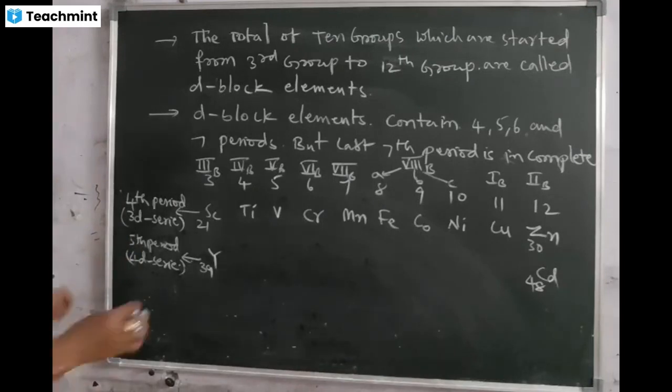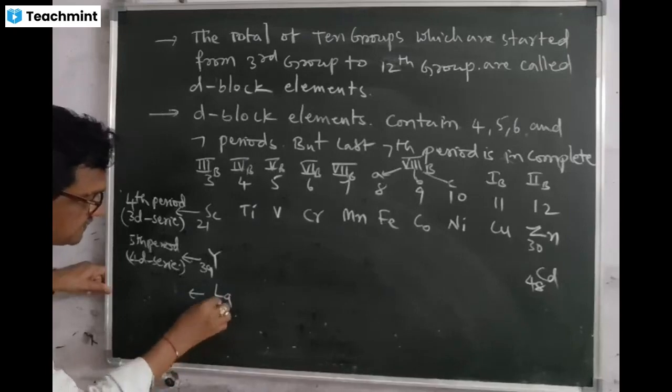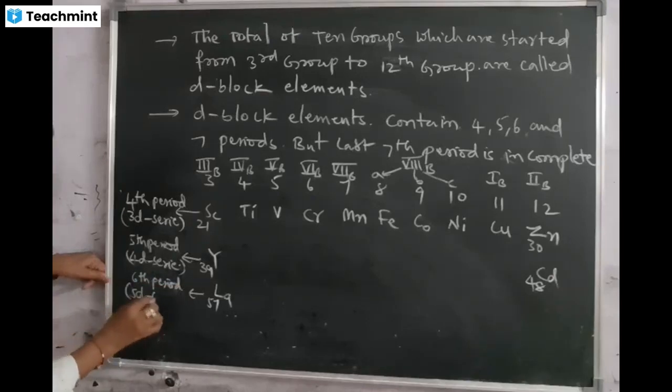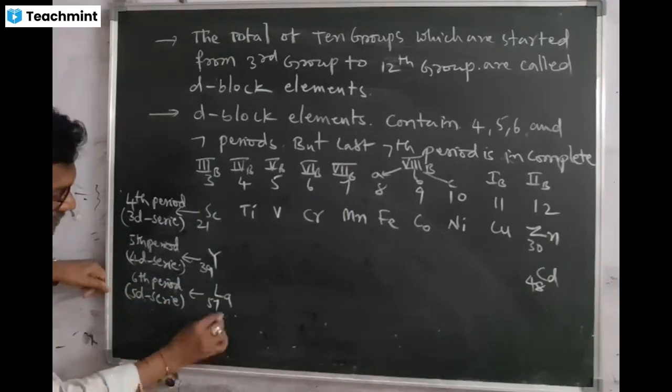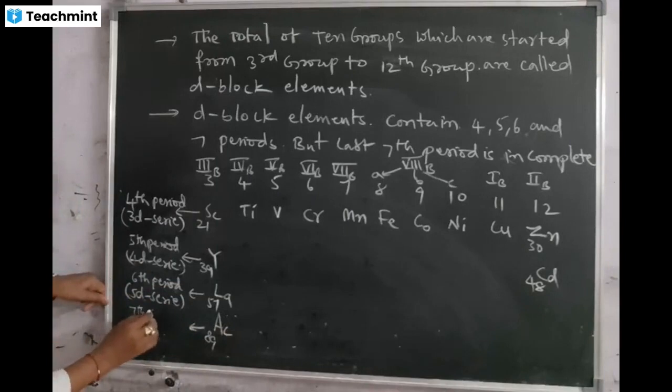Then after yttrium, the next one is lanthanum, 57. This is sixth period. The series is called 5D series. Here actinium, 89, is seventh period, incomplete.